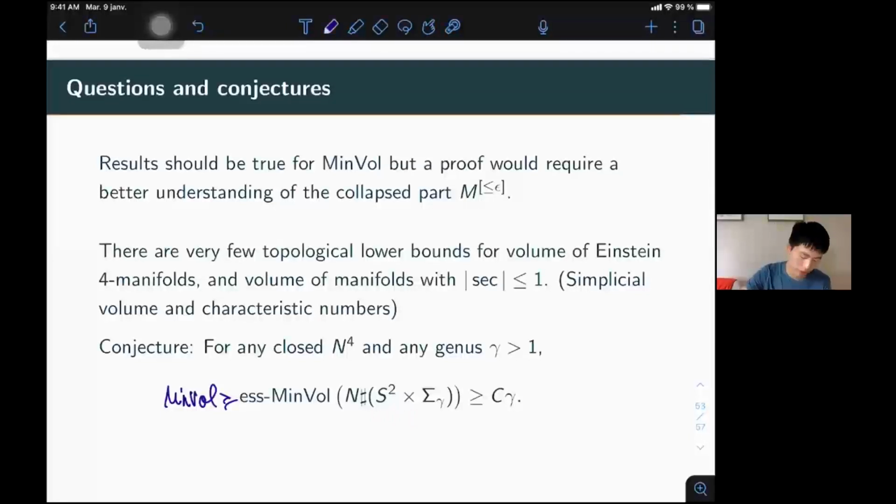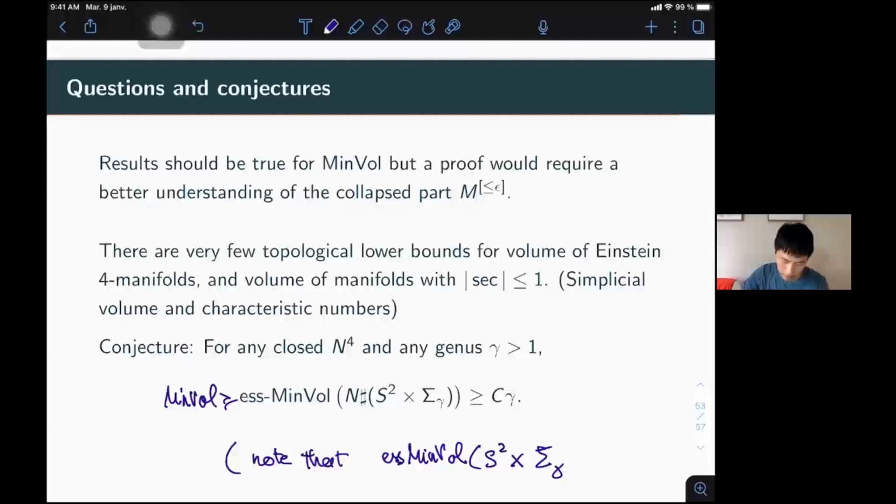Note that because of an Euler characteristic computation, it is clear that you have this. That is something that is clear. But the point is that the Euler characteristic should not be the main point. It should not be the reason why this manifold cannot be collapsed. So this is what I think is true.